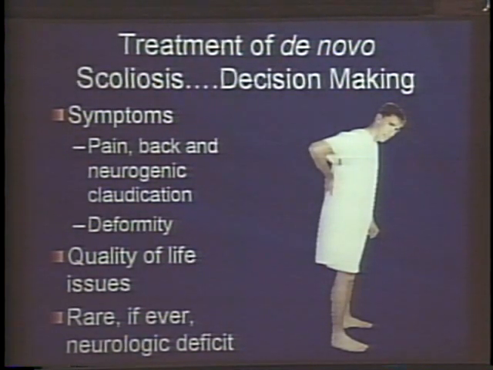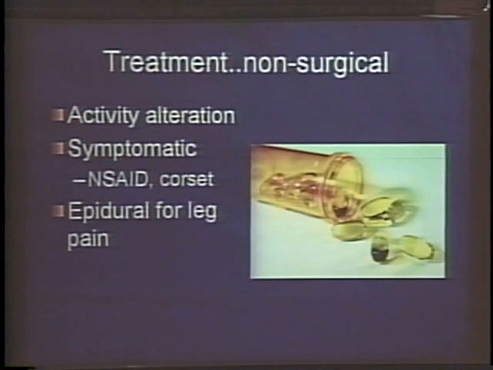I think it's rare to get neurologic deficits from this condition, and I think the decision-making process is primarily quality of life issues. Is the patient able to do most of what they want, relatively comfortable? Sacrifices can be made and some activities avoided. But the decision for surgery or non-surgical treatment is primarily quality of life issues. The non-surgical treatment is not very much. Activity alteration, symptomatic non-steroidals, corsets, and epidurals may provide temporary relief for the claudication symptoms or leg pain.